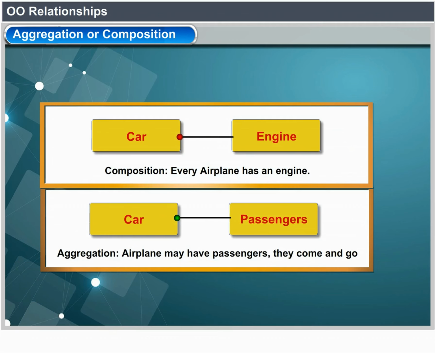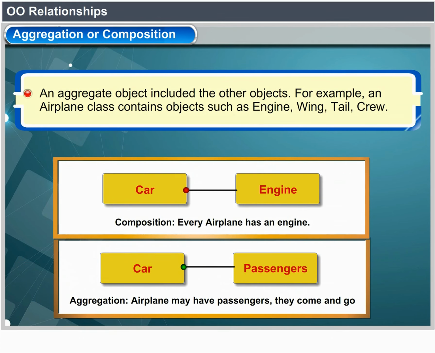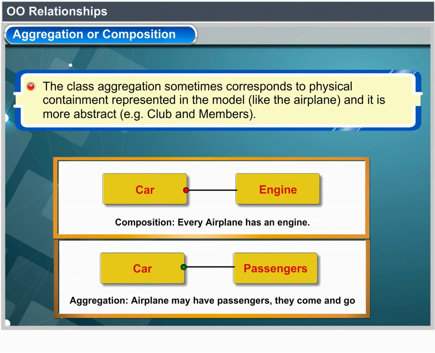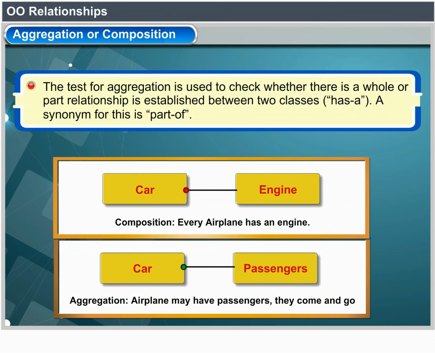Composition: every airplane has an engine. Aggregation: an airplane may have passengers, they come and go. An aggregate object is one which contains other objects. For example, an airplane class would contain engine, wing, tail, and crew objects. Sometimes the class aggregation corresponds to physical containment in the model like the airplane, but sometimes it is more abstract, for example club and members. The test for aggregation is to see if there is a whole-part relationship between two classes, as a synonym for this, part of.